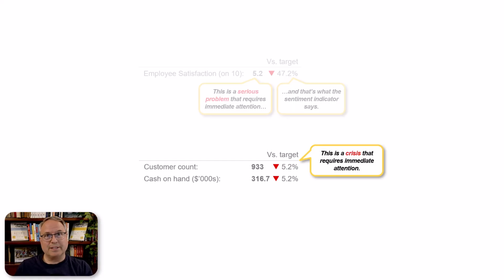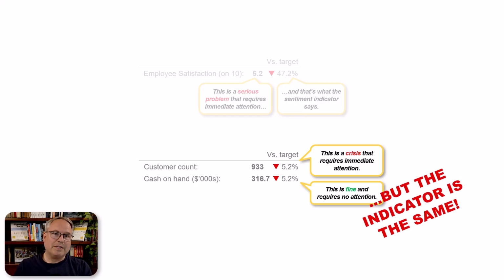But when we have a closer look at that, we realize, actually, you know what? This was fine. This is a nothing burger. It didn't require any attention at all. The problem is that it looks the same, right? And so, but for cash on hand, maybe it's just a really volatile metric, bounces around a lot. And so, down 5.2% means nothing. Whereas for customer count, it's a disaster.